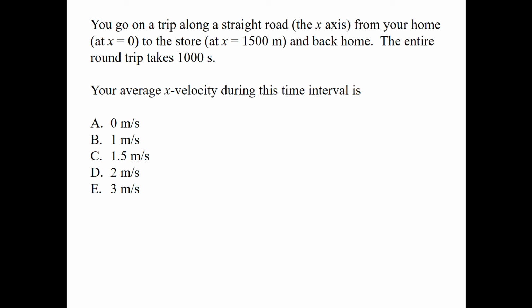Let's check out this voting question. You go on a trip along a long straight road, which we'll call the x-axis, from your home, which is at x equals 0, to the store at x equals 1,500 meters, and then you go back home to x equals 0. The entire round trip takes 1,000 seconds. What is your average x velocity during the time interval described from starting at home to ending at home? 0 meters per second, 1, 1.5, 2, or 3.